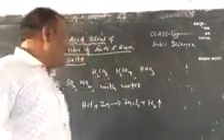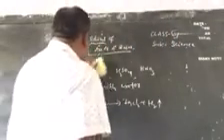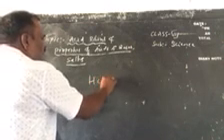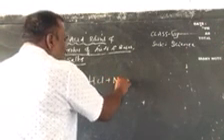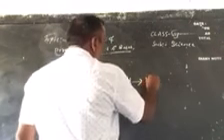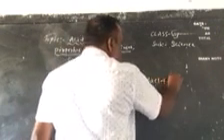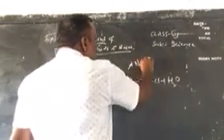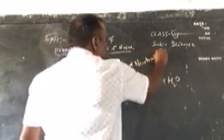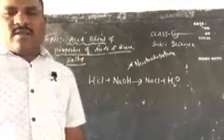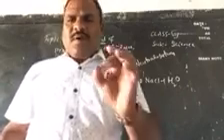Acids react with bases to produce a salt compound and water. For example, when we take HCl acid plus the base NaOH, when these react together, they produce salt and water. This reaction is also called a neutralization reaction. So these are the properties of acids.